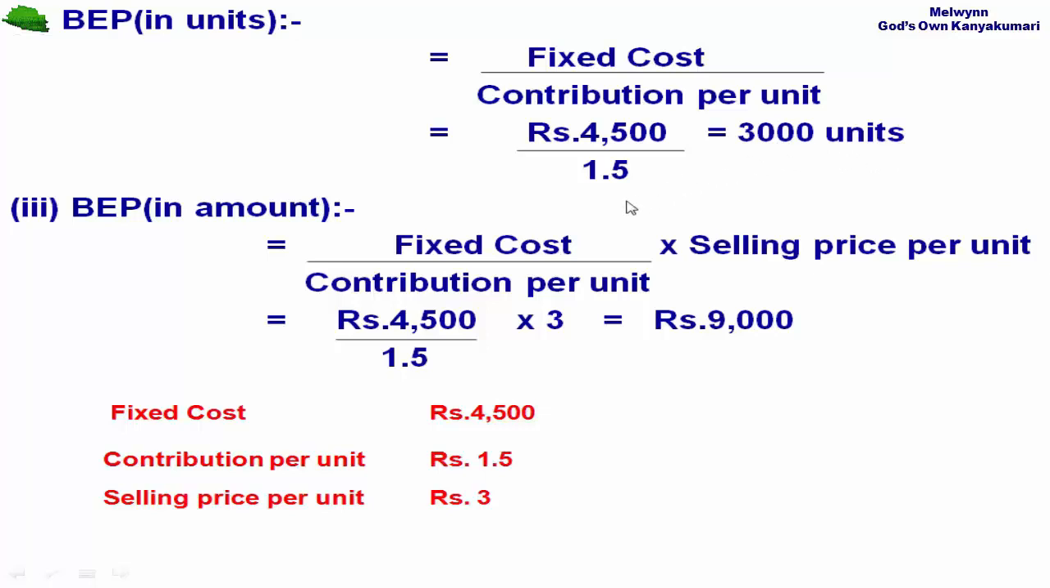Then break even point in amount. The formula is fixed cost divided by contribution per unit into selling price per unit. Rupees 4,500 divided by 1.5 rupees into 3 is equal to rupees 9,000. So BEP in amount is rupees 9,000.